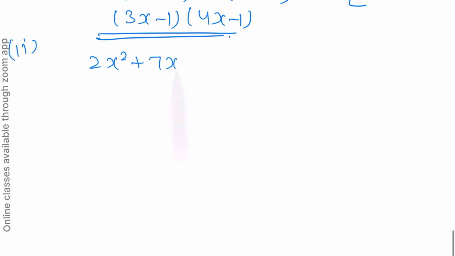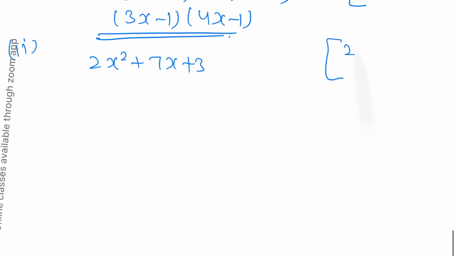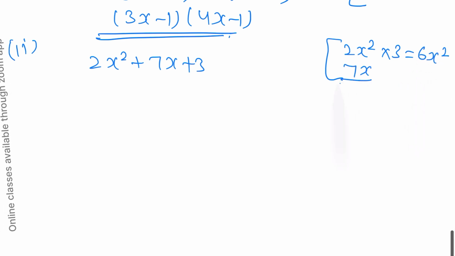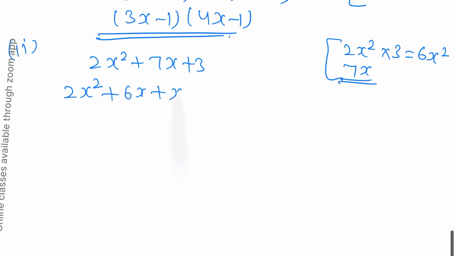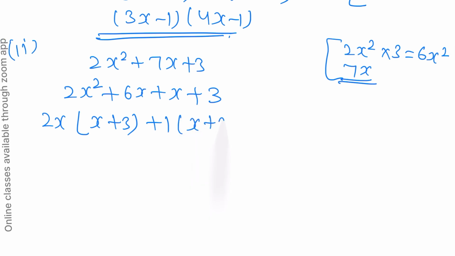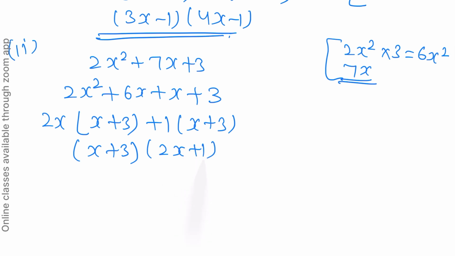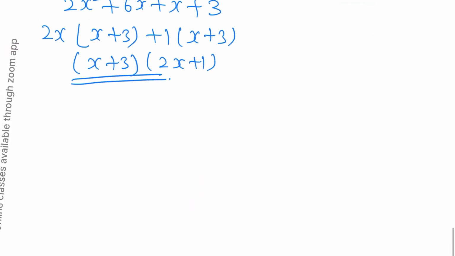Now the second part is 2x square plus 7x plus 3. Here we need a product of 2x square into 3, meaning 6x square. And we have to split 7x into two parts such that we get 6x square as their product. So 6x plus 1x gives you 7x. Now taking common from the first two, 2x is the common factor, we remain with x plus 3. From the last two, 1 is common, so plus 1, x plus 3. Throughout, x plus 3 is common, remaining with 2x plus 1. So this is the factorization.